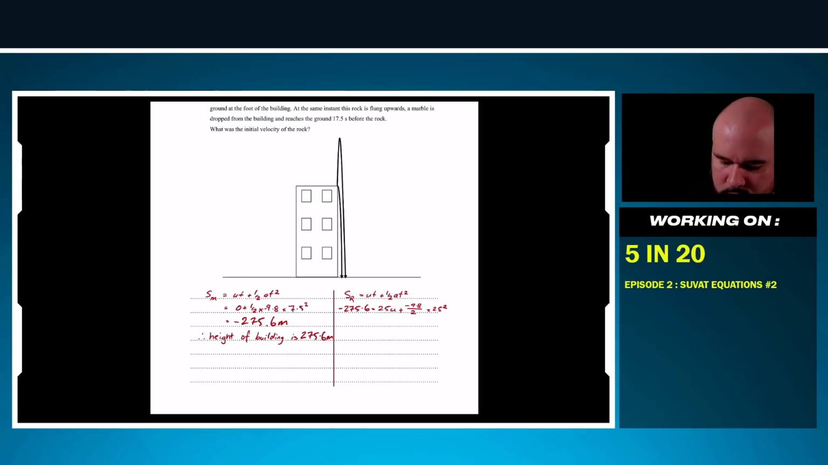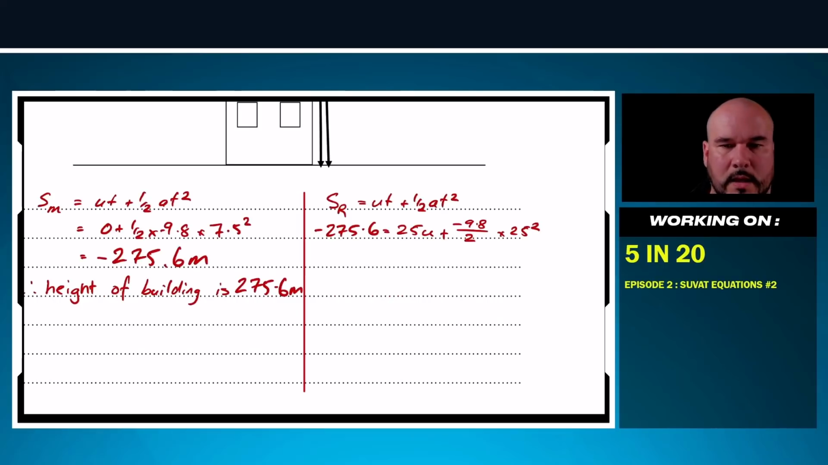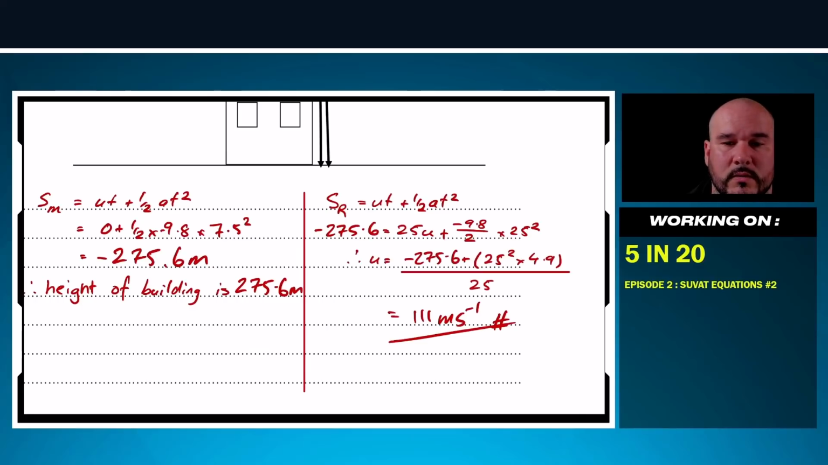So that is equal to 25u minus 9.8 on 2 times 25 squared. Pretty much here we just rearrange to solve for u. U comes out to be 111 meters per second.